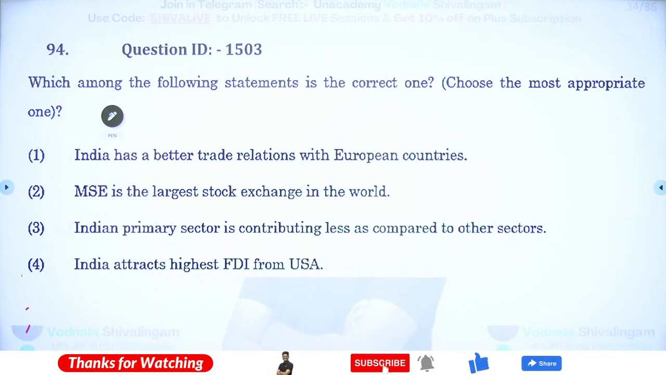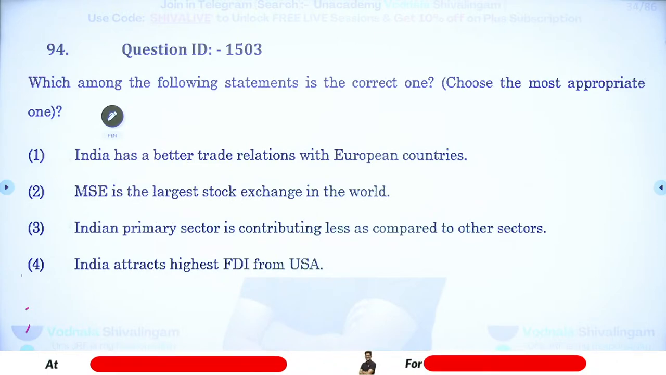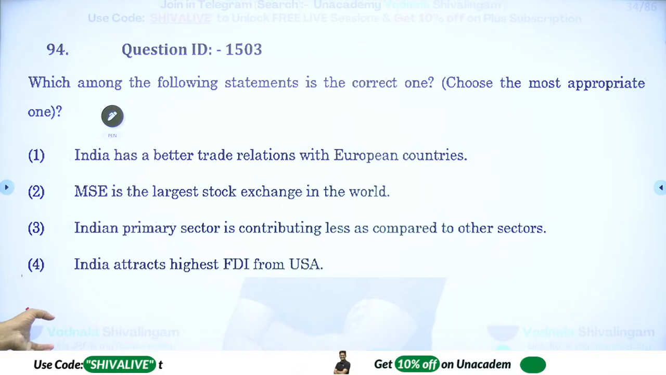Hello, Satinder. Correct, Sarvani. Which among the following statements is correct? India has a better trade relation with the European countries and MSE is the largest stock exchange in the world. Indian primary sector is contributing less as compared to other sectors. India attracts highest FDI from USA.